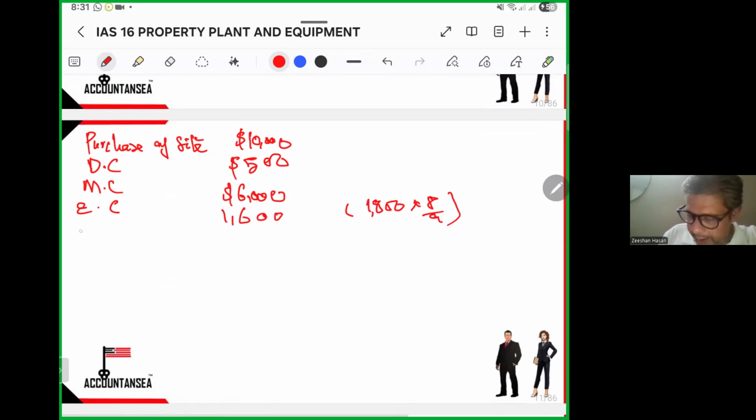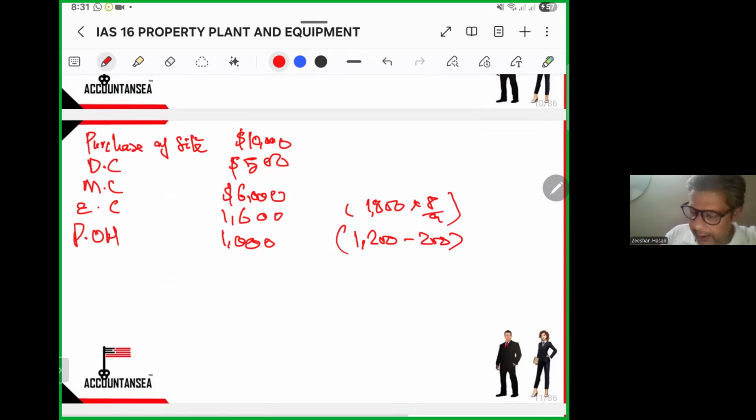Then production overhead, 1,000. It is 1,000 because the abnormal cost must be excluded, and that abnormal cost was 200. So 1,200 minus 200, the abnormal cost. That's why I got 1,000.